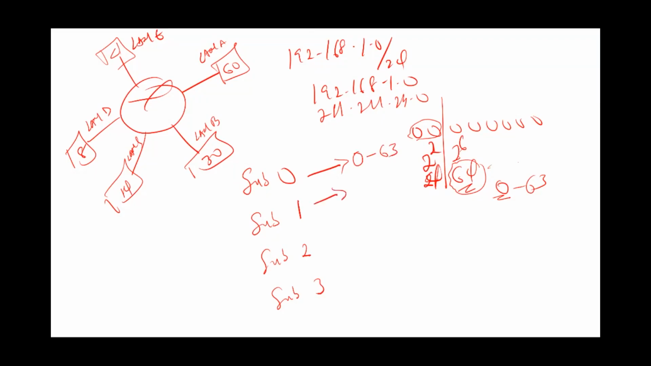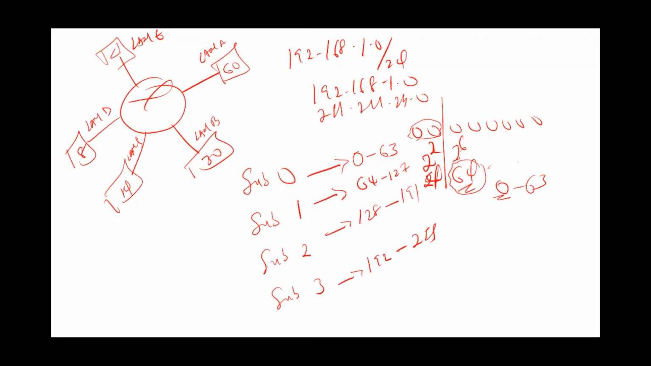The next subnet will be 64 to 127. The next subnet will be 128 to, then you add 63 again, that will be 191. And the last subnet will be 192 to 255. These are all the 4 subnets.